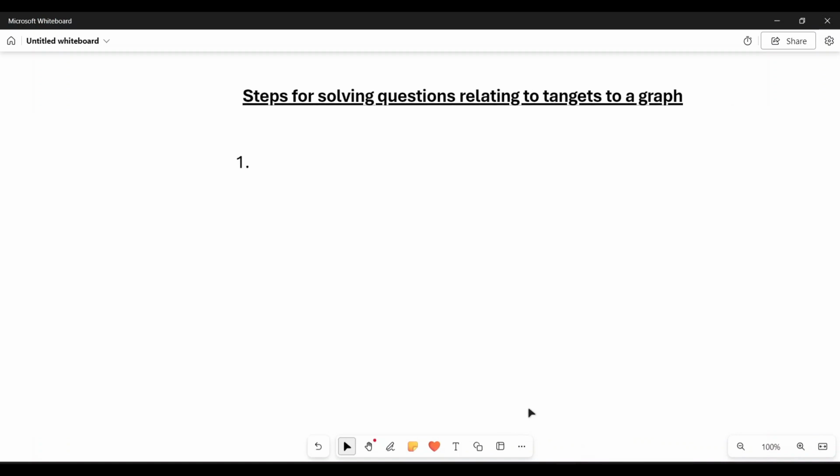So in this video, we're going to be looking into tangents to a graph. Basically, we're going to look into how you can solve questions relating to tangents to a graph, as well as the steps you need to take whenever you have a question relating to a tangent to a graph. Now, first, we're going to start off with the steps for solving questions relating to tangents to a graph. Now, what is the first step?